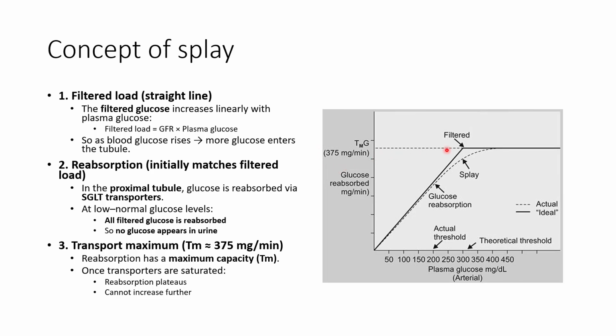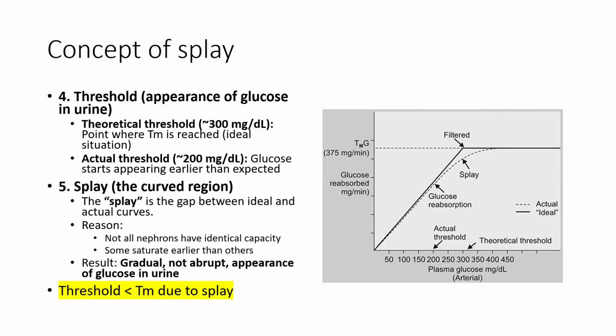Then at that point, no more glucose could be absorbed and it will start coming in the urine. However, in real life, we see that this Tmax is not at 375 but far lower than it, and it is not strictly straight, but very gradual. Why this is happening is because the receptors are saturated. There are no more pumps left to absorb glucose. So the actual threshold is far lower than the theoretical threshold.